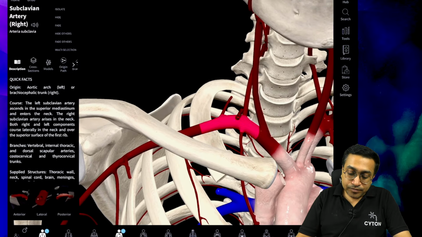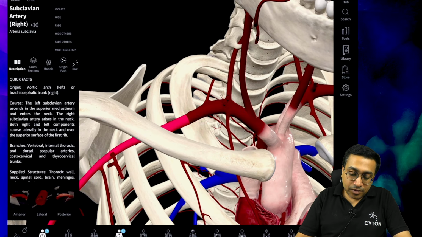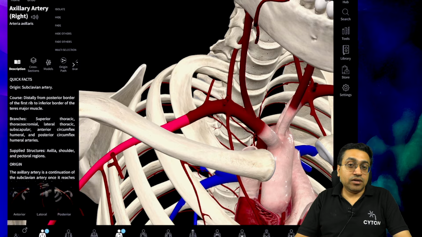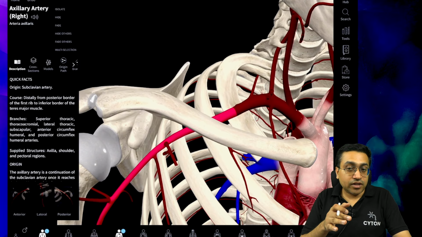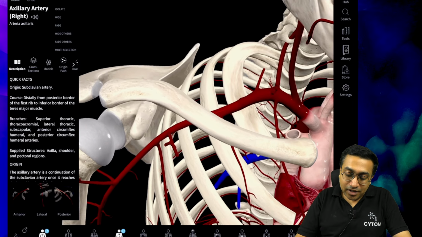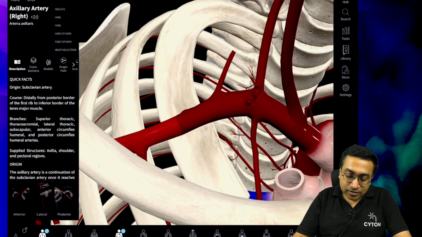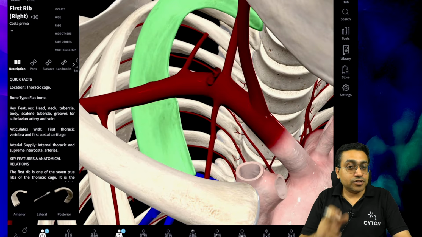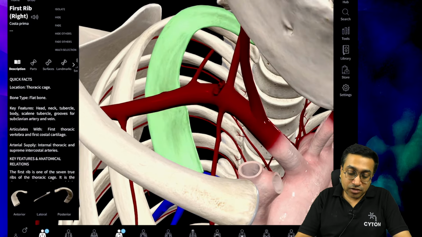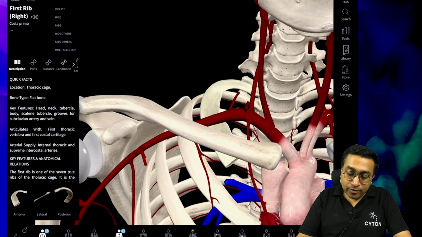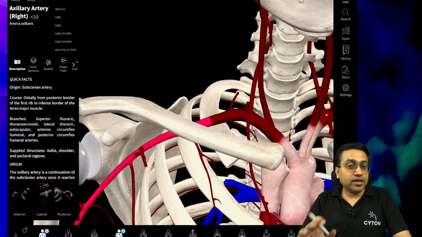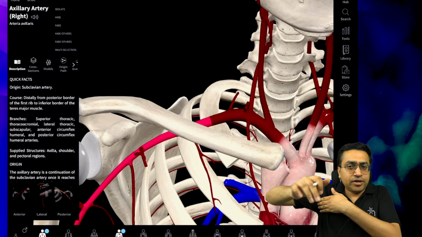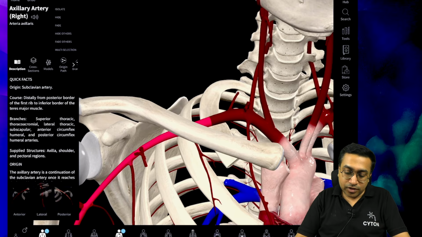Now you see and trace this subclavian, and if you see carefully, the subclavian changes its name to axillary artery, and the axillary artery is called so from the outer border of the first rib. So that is also a landmark structure which we will talk about eventually. So this is the axillary artery which we have reached. Axilla, the armpit region. So axillary artery, I hope it is easy to remember.